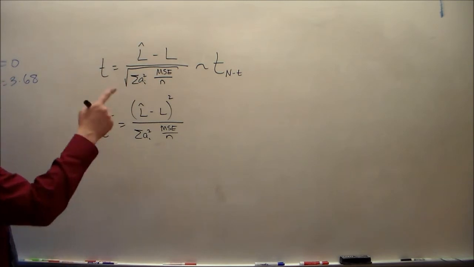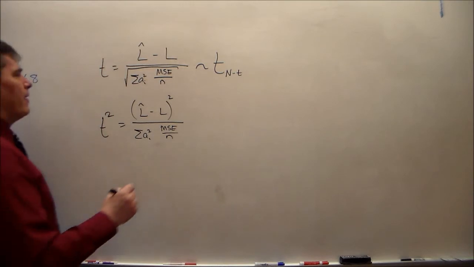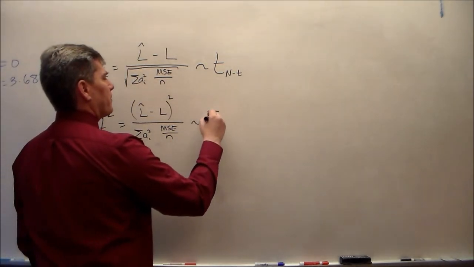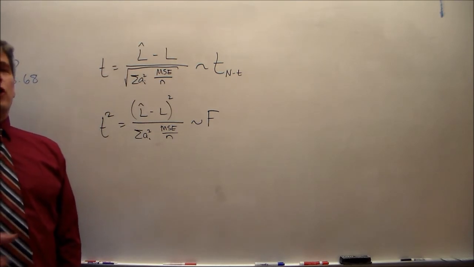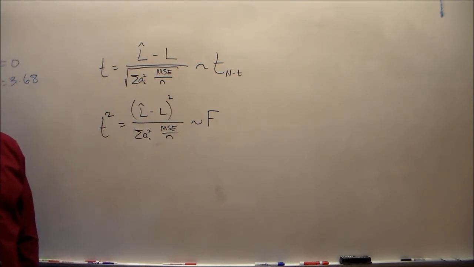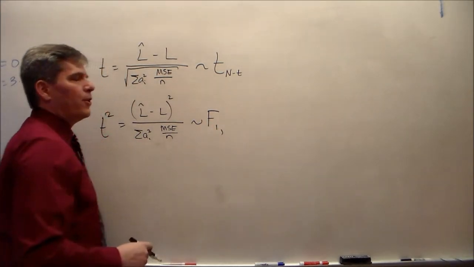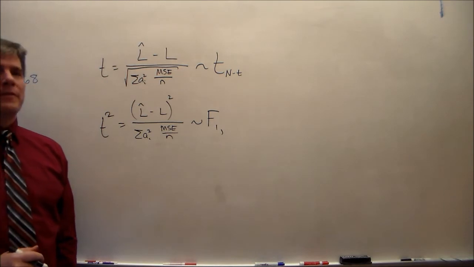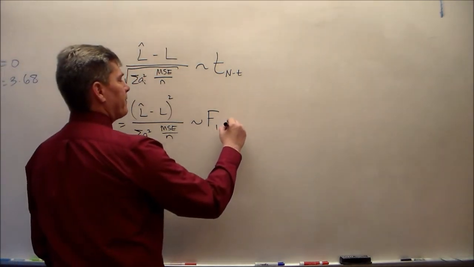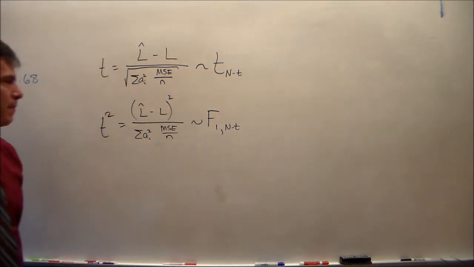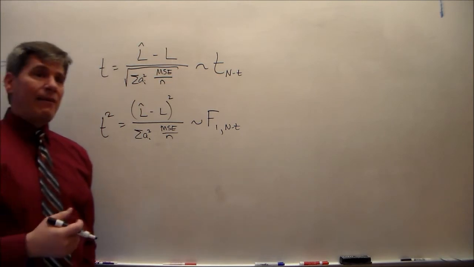Since you're now squaring t, it follows a different distribution. And here's why the book likes to do this. This now follows an F distribution. The book really likes to keep all analysis of variance things in terms of the F distribution, whenever possible. This is going to have two types of degrees of freedom, numerator degrees of freedom and denominator degrees of freedom. Numerator degrees of freedom here is going to be 1. Denominator degrees of freedom is going to be n minus t. So instead of calling this t squared, we could call this F.